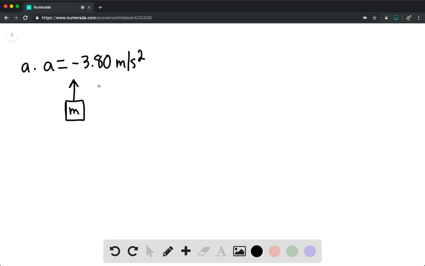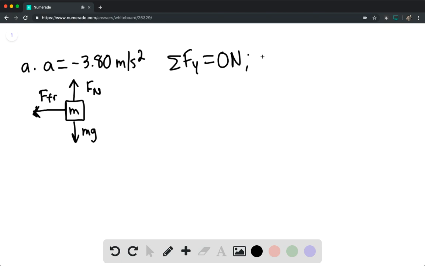We have the mass of the car, force normal, and then pointed down is mg, the force of gravity, and then pointed to the left, or opposite of motion, is force of friction. So we can say that for part A, sigma F in the y direction equals 0 newtons. So we can say that the force normal equals the force of gravity, or mass times gravity.